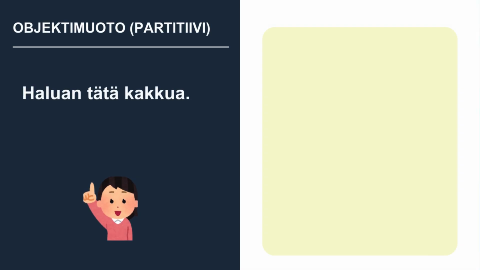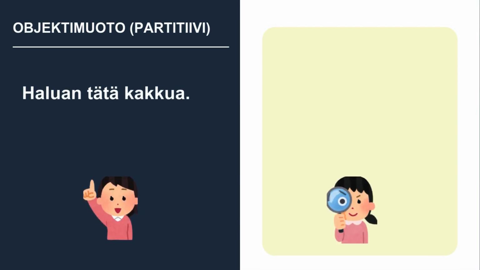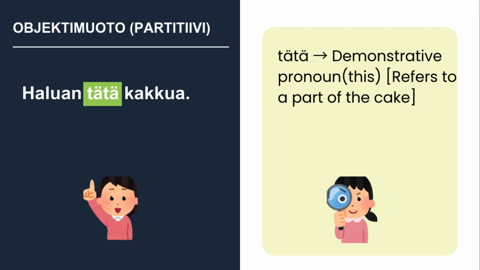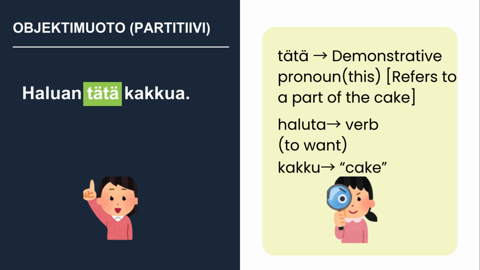Now let's look at one more example. Haluan tätä kakkua. Here, tätä is a demonstrative pronoun which means this. Haluan comes from the verb haluta means to want and kakku means cake. Haluan tätä kakkua means I want some of this cake. Now, if we want to refer to a part of an object, we use partitive form of the object.